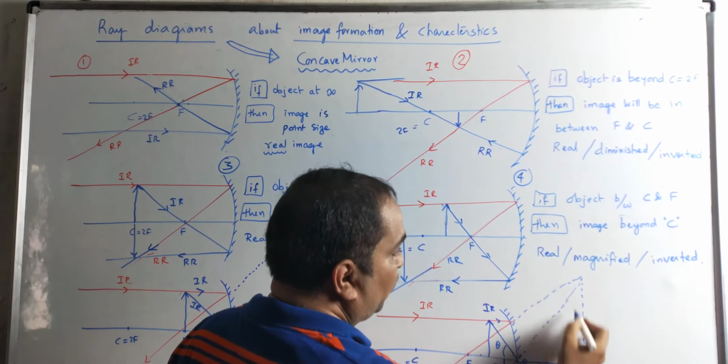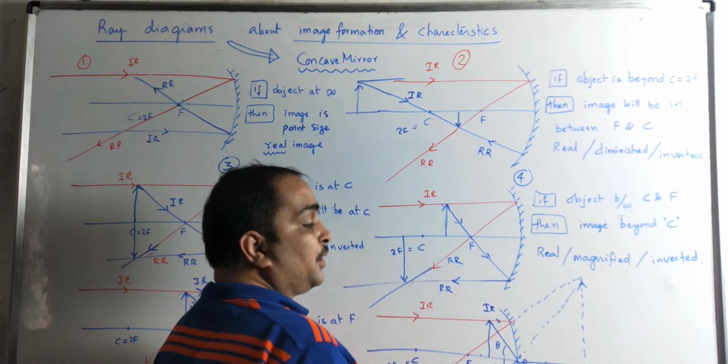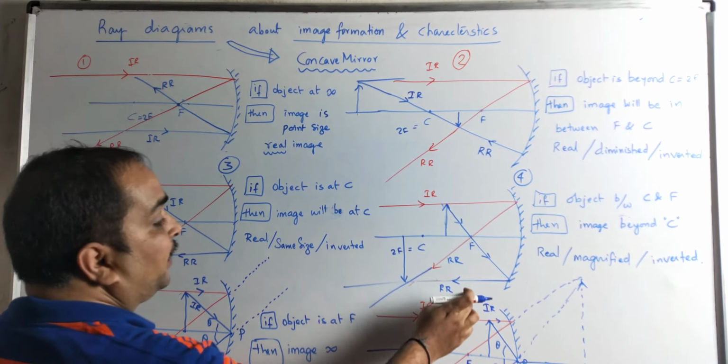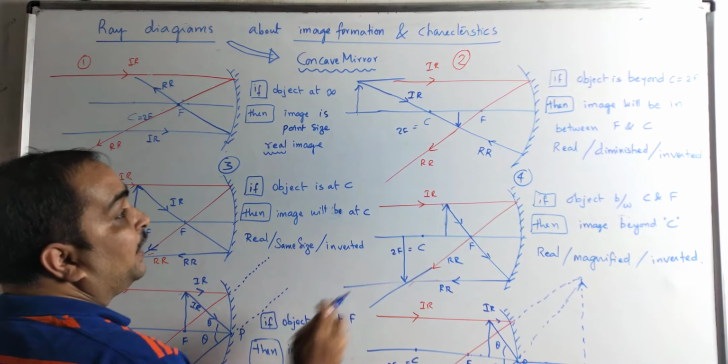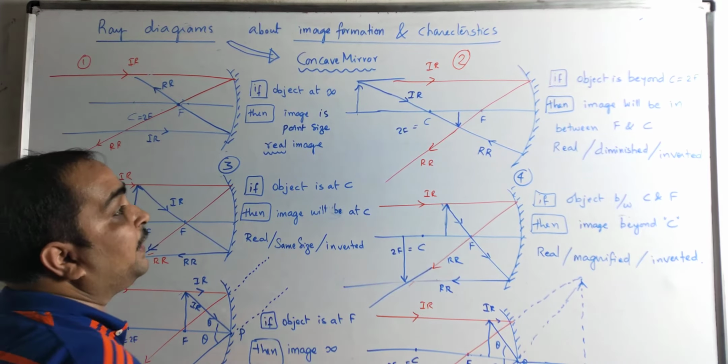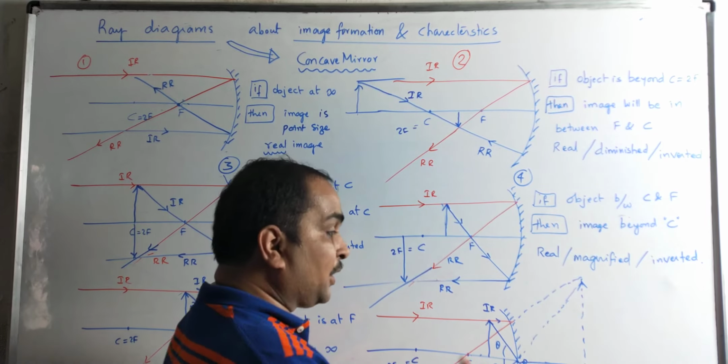But the question is, these reflected rays are meeting but not really meeting. We have made them extend and meet. So this is a virtual image. This is not a real image. In the earlier case you can see the reflected rays really meeting. You can see here, this is a reflected ray, this is a reflected ray, they are meeting. Here we have extended and made them meet. That means actually they are not coming.